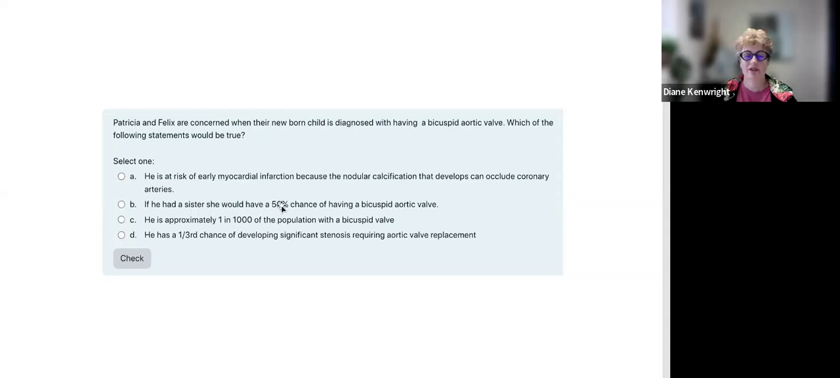Would his sister have a 50% chance of having a bicuspid valve? No, because it's not autosomal dominantly inherited. It's a developmental disorder that occurs sporadically in the population at 1 in 100, not 1 in 1,000. But yes, he does have a 1 in 3 chance of developing significant stenosis requiring aortic valve replacement.